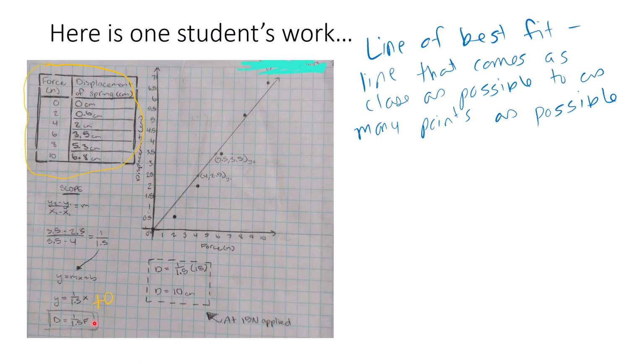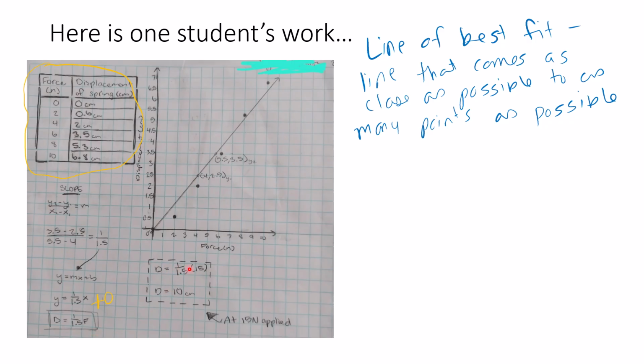So instead of y and x, she says, well, what's on my y-axis? Well, that's displacement. So we'll say displacement is equal to 1 over 1.5. What's on her x-axis? That is force. And so she uses an F. So now she's got this equation, displacement is equal to 1 over 1.5 F.